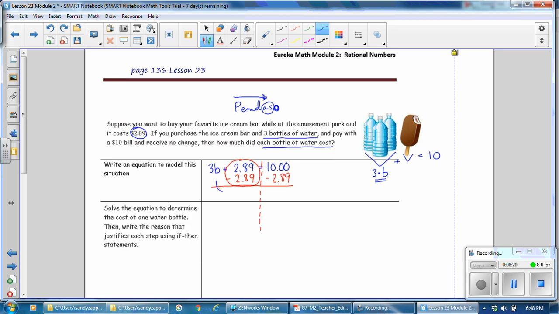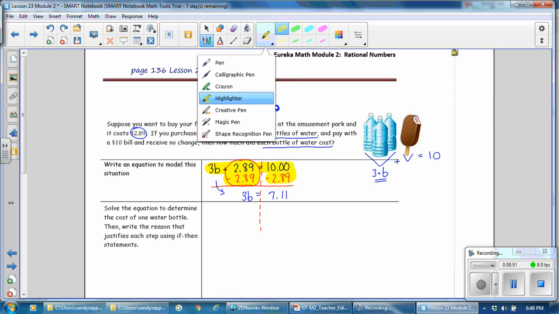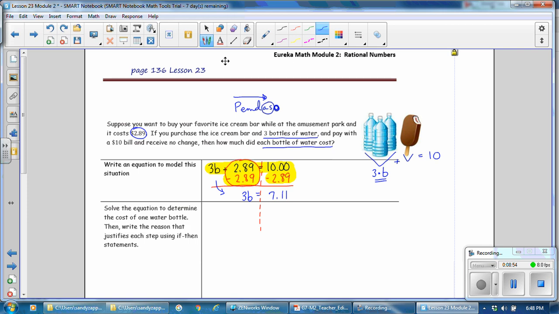So bring down your 3B and your equal sign, and then you do the math, and $10 minus $2.89 equals $7.11. So we just used an if-then statement, and it looks like this. If 3B plus 2.89 equals 10, then 3B plus 2.89 minus 2.89 will equal $10 minus 2.89. Now we have 3B is equal to 7.11, and that means 3 times B.